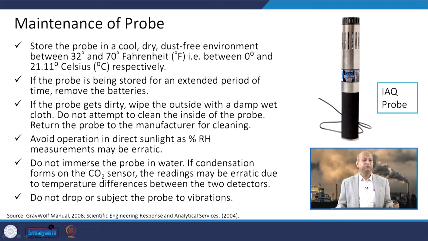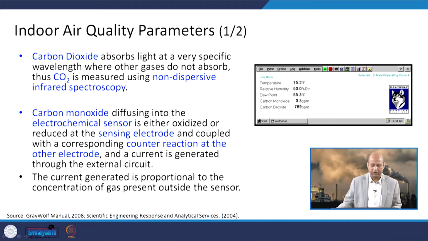Those measurements may be very erratic in that case, and we should not immerse this probe into water, otherwise it will be damaged. And if there is some condensation formation on the CO2 sensor especially, then readings may be very erratic. It may give different readings of the temperature as well as those sensor based readings. So, we need to keep it safe basically, and we should not drop it. It should not come across vibrations, otherwise some damage may be there. So, we should keep it very safely, otherwise readings may not be reliable.